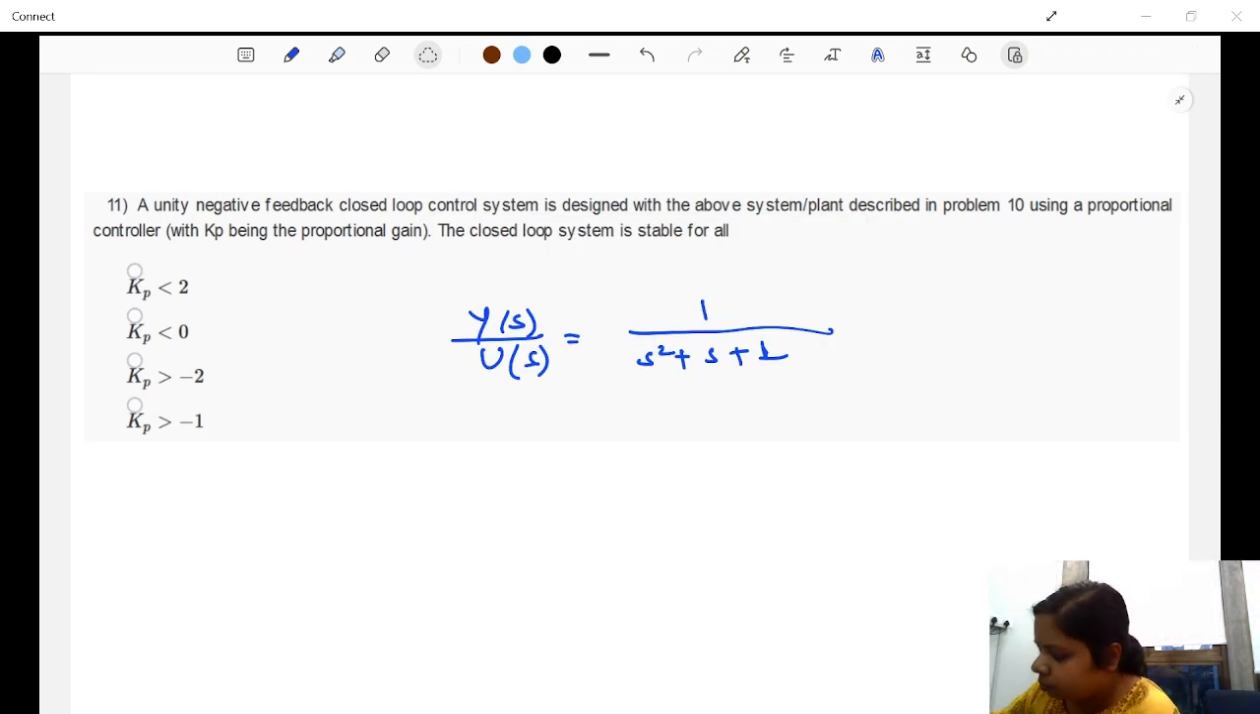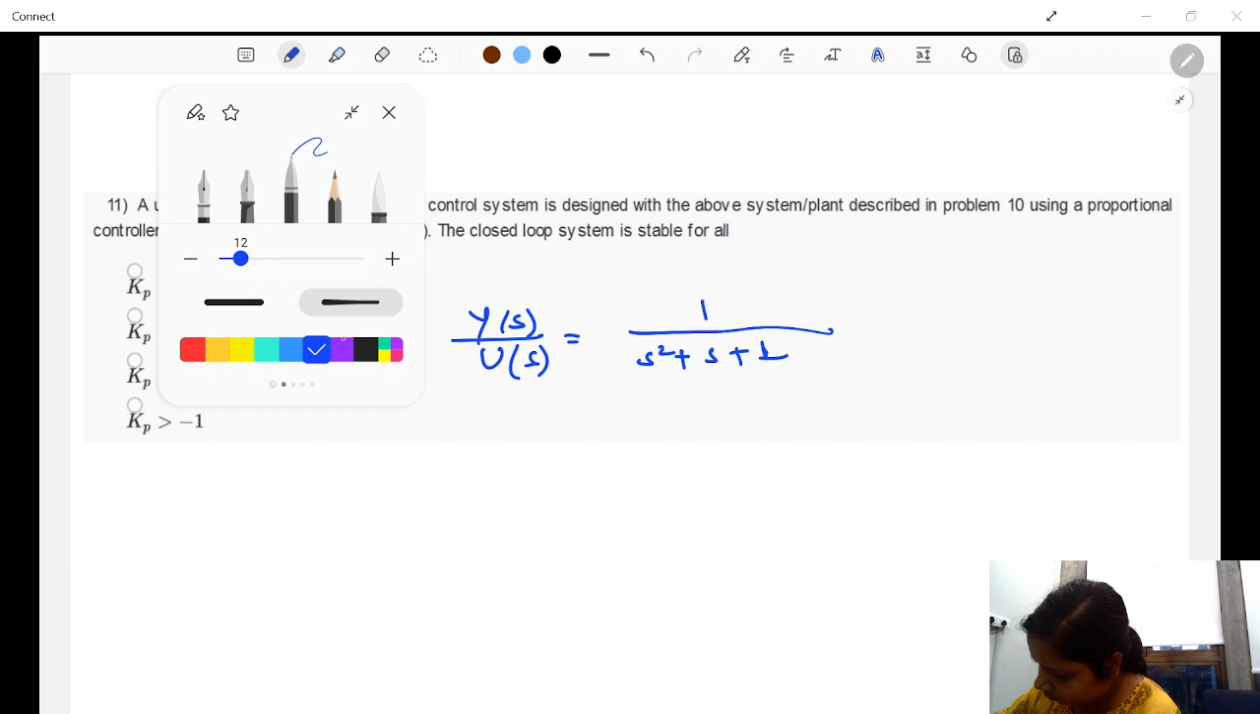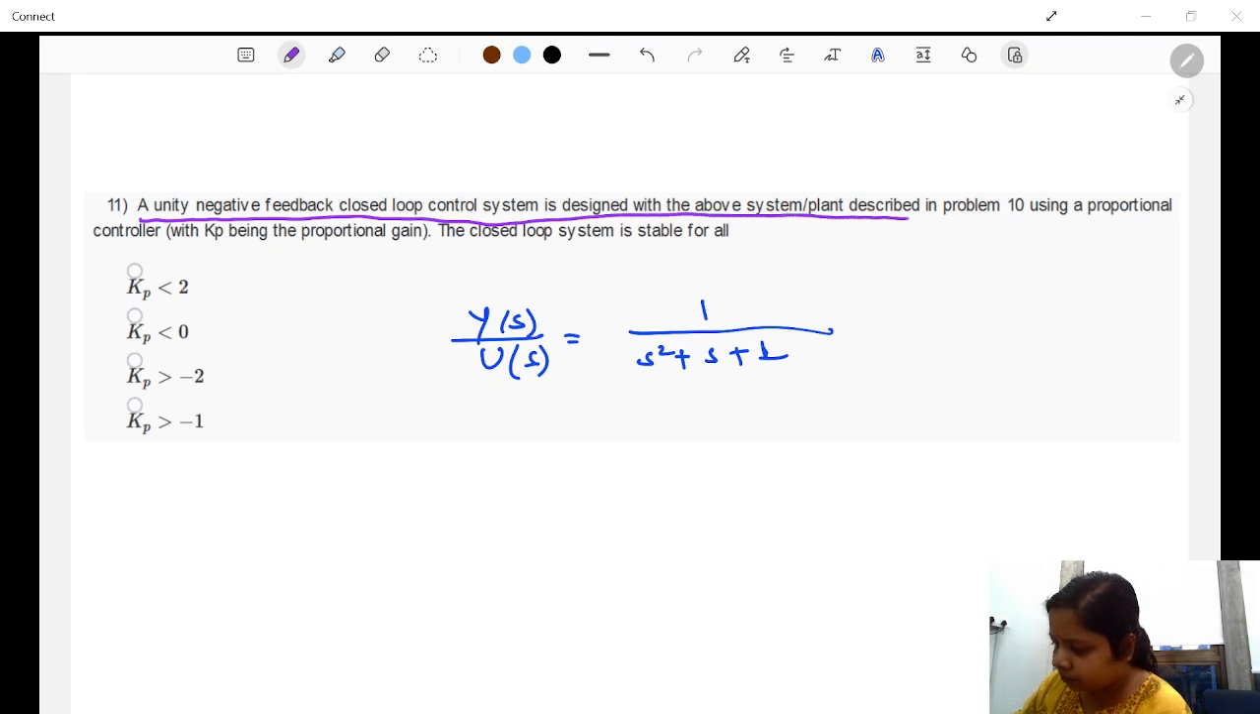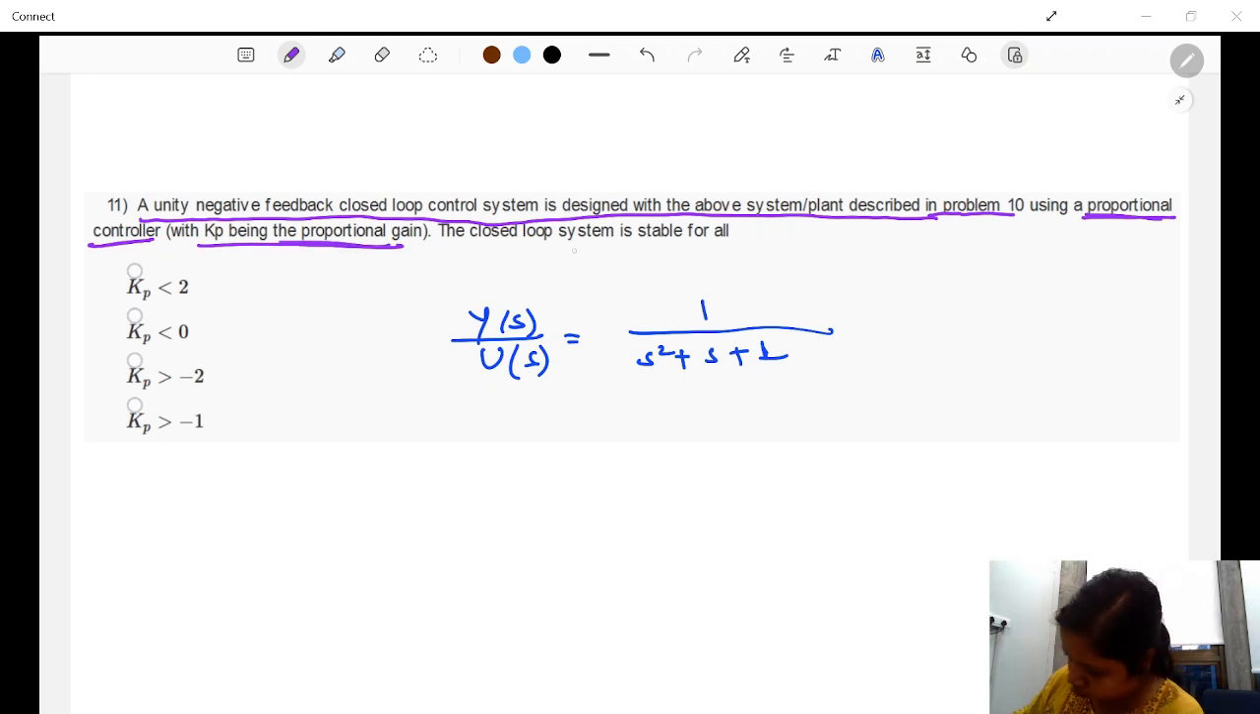Okay, this is the transfer function of the previous system, because we're going to do something related to problem 10 only. Now, let's say a unity negative feedback closed loop control system is designed with the above system planned in problem 10 using a proportional controller, with Kp being the proportional gain. The closed loop system is stable for what?